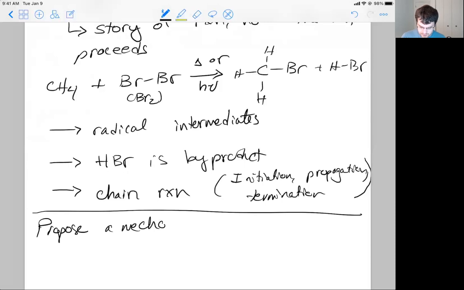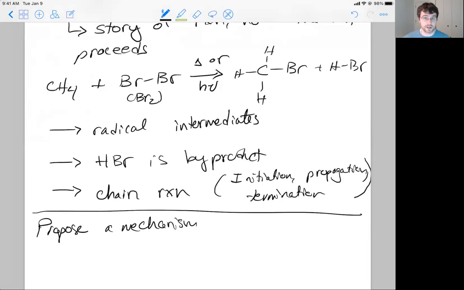And all you can really do is propose a mechanism. We can get very confident in what mechanisms are, and we can have some really compelling supporting evidence for the mechanisms that we propose. But this is just one of those things where you propose it, you can't know it or prove it with as much certainty as we can know and prove other things.